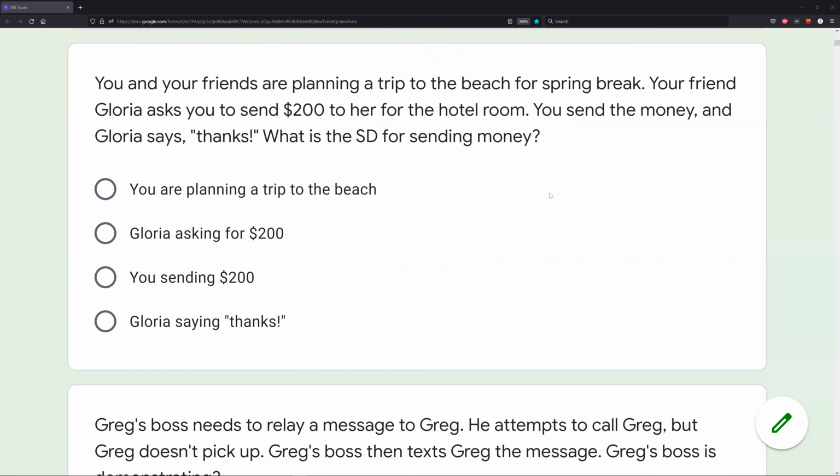Beach for spring break. Your friend Gloria asked you to send $200 to her for the hotel room. You send the money and Gloria says, thanks. What is the SD for sending money?